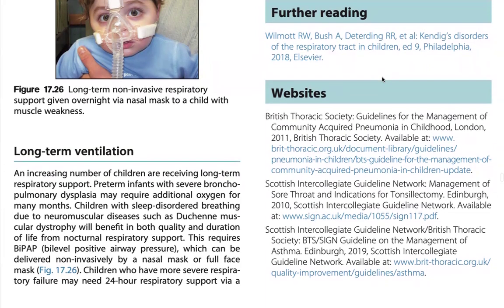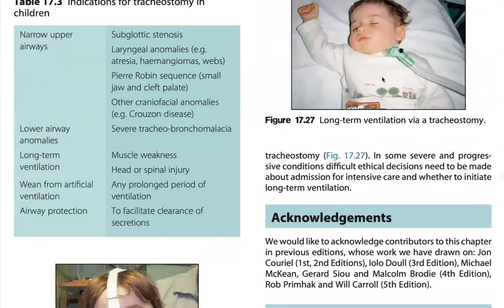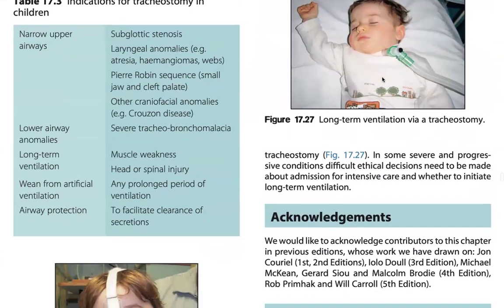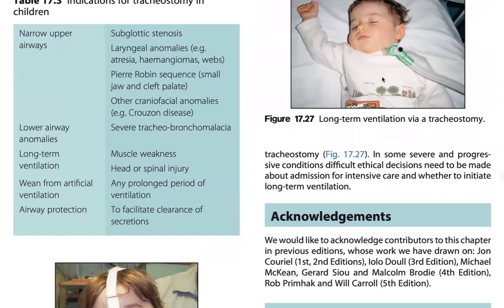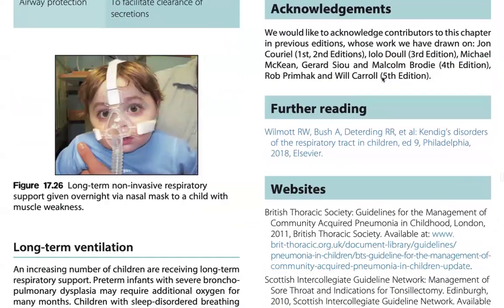Children who have severe respiratory failure may need 24-hour respiratory support via tracheostomy, and in some severe, progressive conditions, difficult ethical decisions need to be made about admissions for intensive care and whether to initiate long-term ventilation.